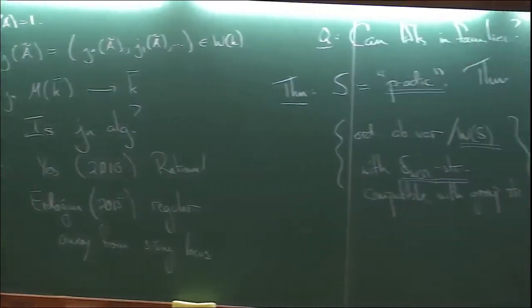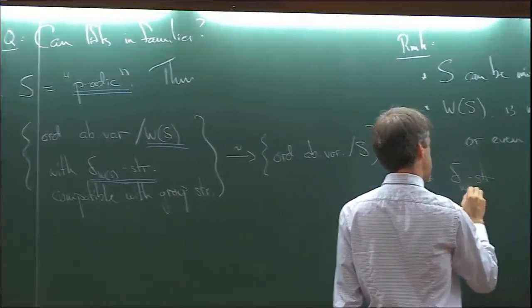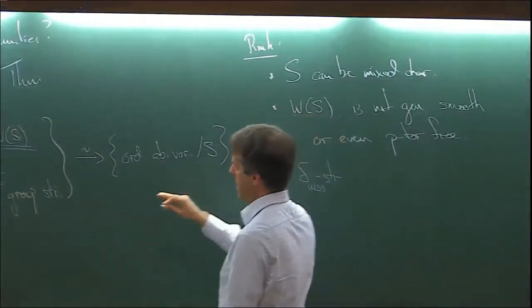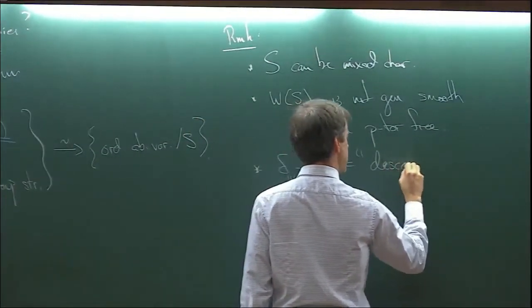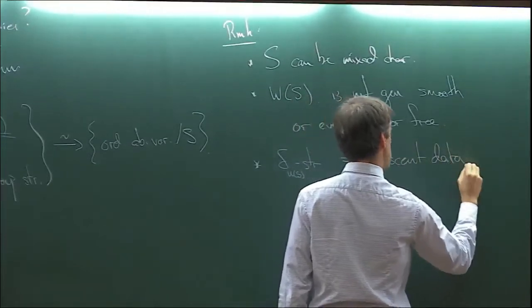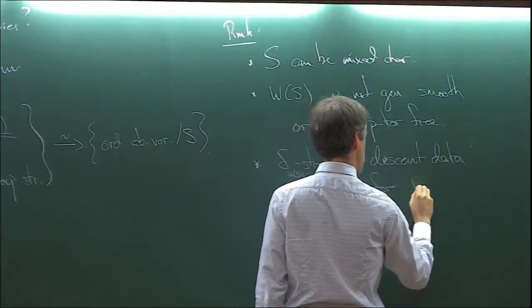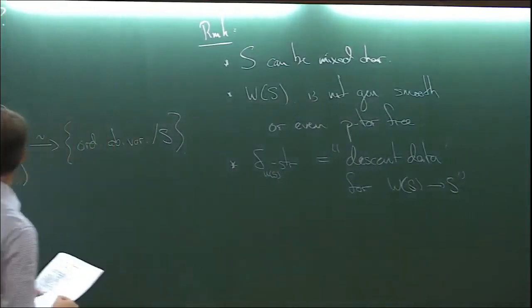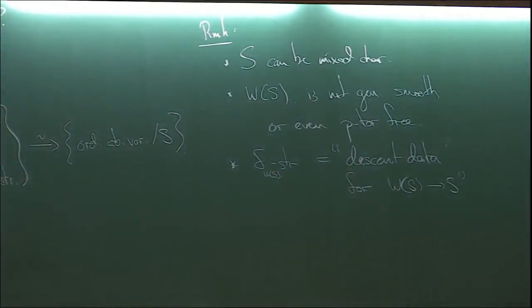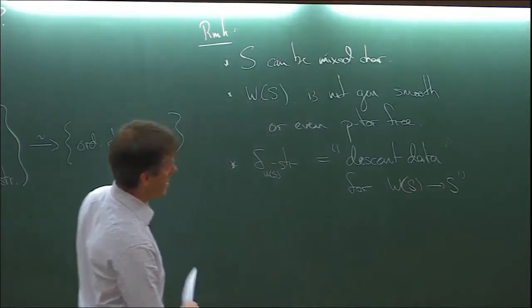Okay, two more points. From this point of view, a delta structure, or rather a delta WS structure, you can think of as descent data for a non-existent map from W of S to S. Because, well, that's kind of how you might think of it. Of course, I haven't told you what WS is yet, but it'll come as no surprise: there's no map in general from W of S to S.